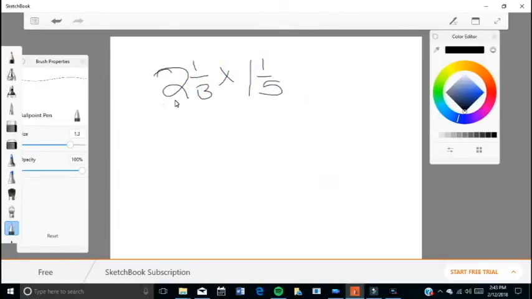I can make 2 bags. I have 2 bags of Skittles, 3 Skittles in a bag, 1 Skittle left over. If I multiply this 2 times this 1, I'm going to get a 3. This is if I have 3 Skittles. But I don't have 3 Skittles. I have 3 Skittles in each one of these 2 bags.